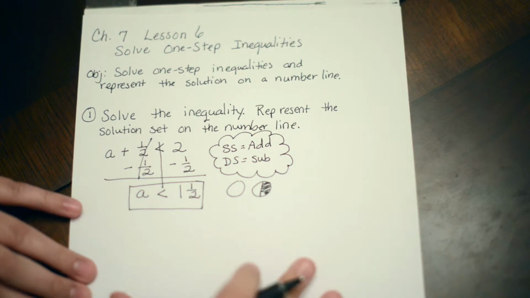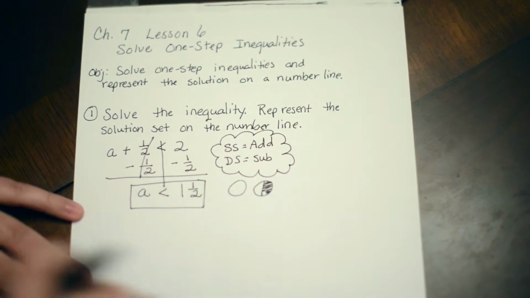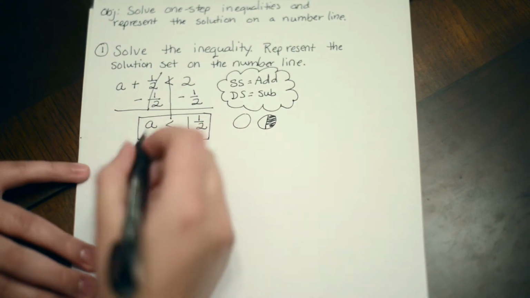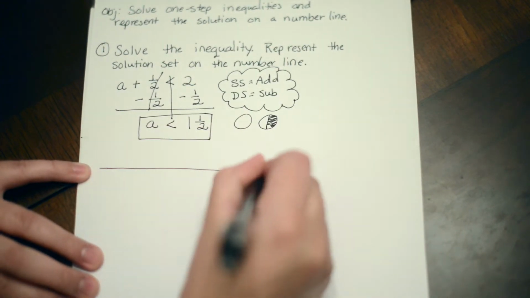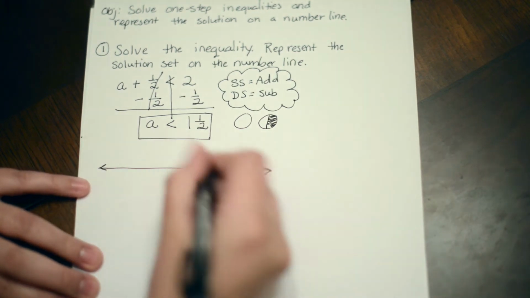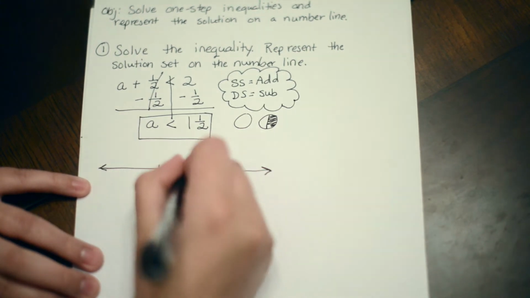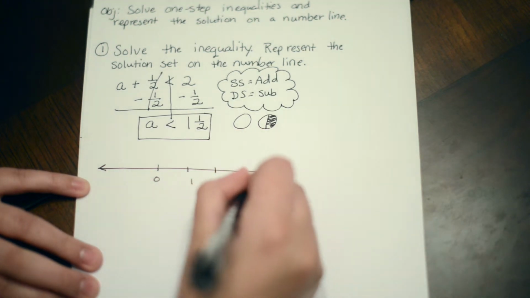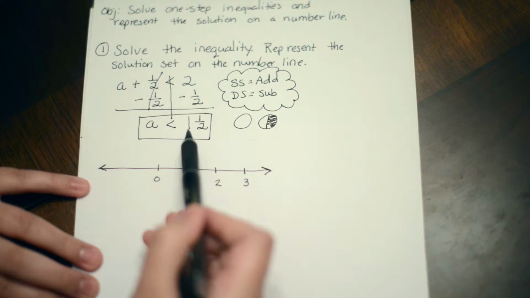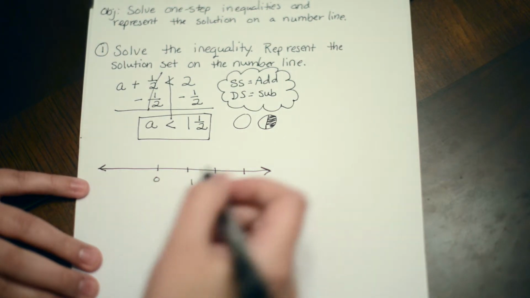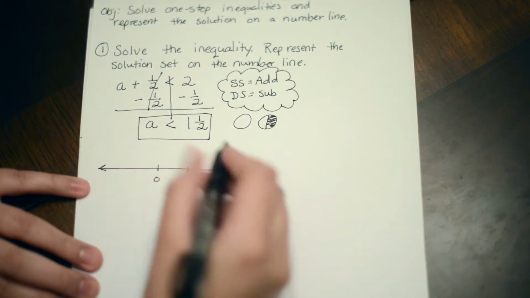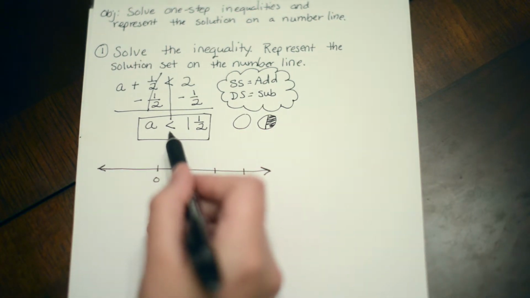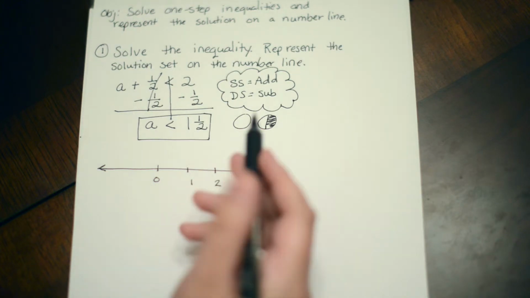Now, you're also going to have to draw this on your number line. On your number line, you will have 0, 1, 2, 3. You need to find out exactly where 1 and 1/2 would go. So 1 and 1/2 would go in between the 1 and 2. And then the next question is, is your solution equal to 1 and 1/2?